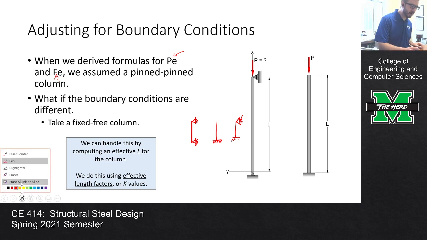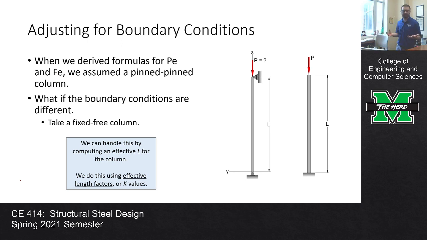But instead of trying to re-derive a differential equation from scratch, the short answer is we do this in the background to come up with these K values. Instead of coming up with different solutions, we try to use the same solution we came up with before, but tweak it a bit. The way that we tweak it is we make sure that the length we're using is indicative of the original solution. So we handle this by computing an effective length for the column. We adjust the length with these K values.